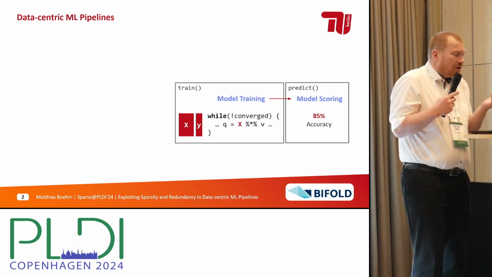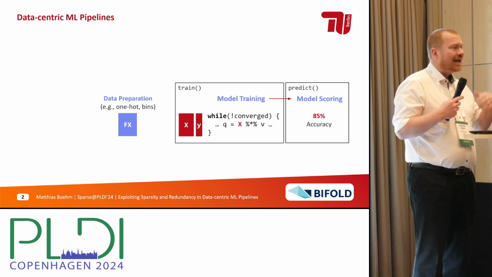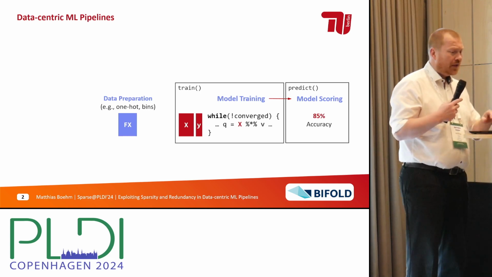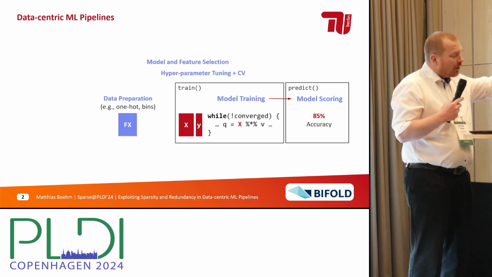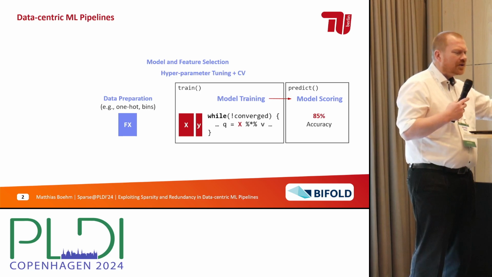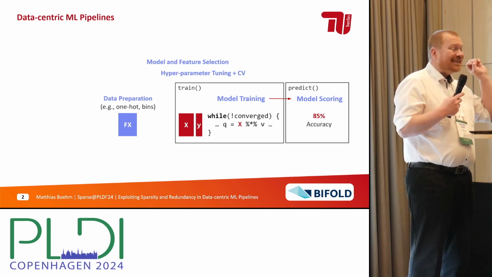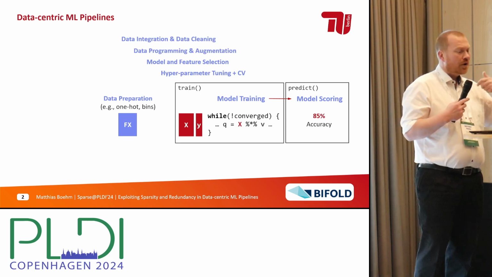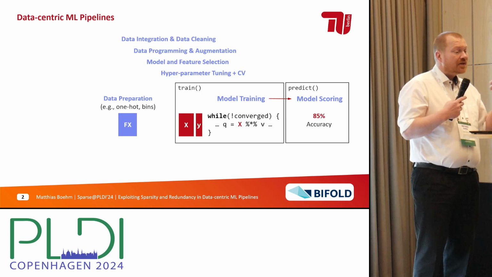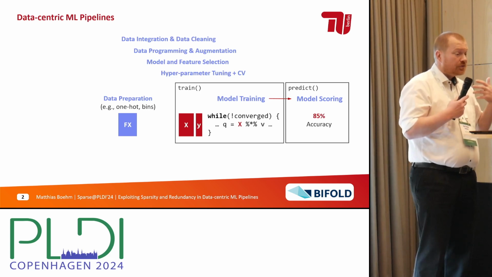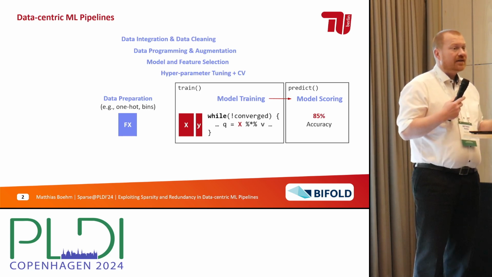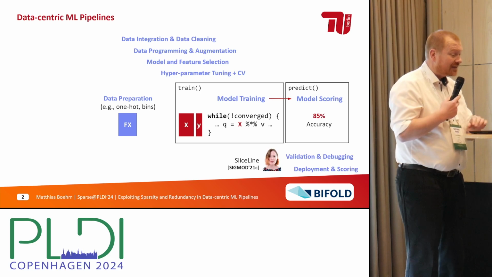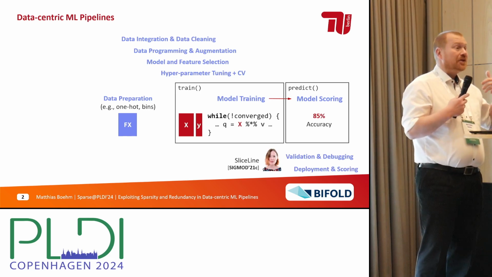However, a practical machine learning pipeline usually has additional pre-processing steps, so feature transformations, feature engineering in front of that, as well as outer loops for model and feature selection, hyperparameter tuning. Now, a data-centric ML pipeline wraps additional outer loops for reasoning about data integration and cleaning pipelines, data programming. So how can you synthetically generate additional labeled examples around those inner loops? And on the other side, we have additional primitives for actually model debugging.